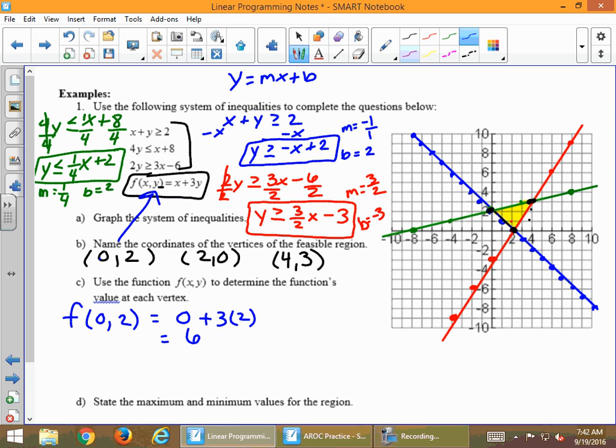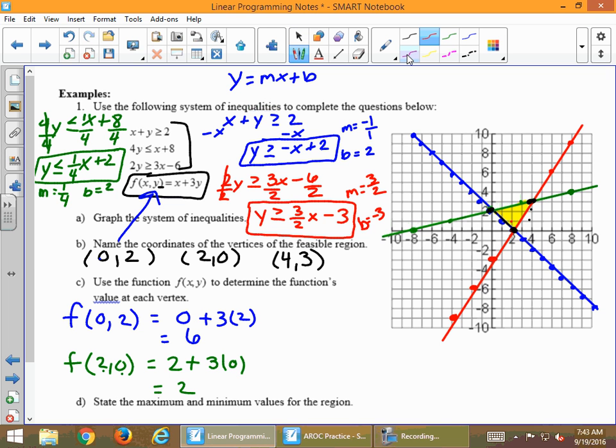Then you repeat it with the other point. So we're going to take 2, 0 and plug it in. So we're plugging 2 in for x and 0 in for y. And what do we get when we do 2 plus 3 times 0? What's 3 times 0? 0. 2 plus 0 is 2. Okay.